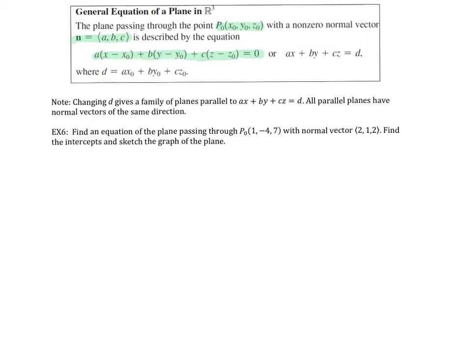Now, if you were to get rid of the parentheses and combine like terms, you would have a more general form ax plus by plus cz is equal to d, where d is going to be this number a times x naught plus b times y naught plus c times z naught. Okay, so if you were to change the d value, what's going to happen is you'll just get a family of planes that are going to be parallel to your plane. So all parallel planes do not have the same normal vectors, they could be different normal vectors, but they're all going to be in the same direction.